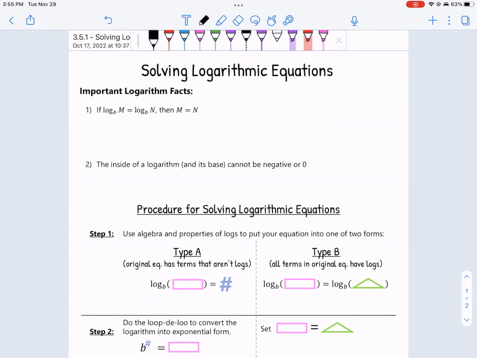To begin with, a logarithmic equation is, you guessed it, an equation that contains at least one logarithm. That's what makes it a logarithmic equation. So we're talking about solving equations that involve logarithms. There are a few important logarithmic facts that you need to know before we can move forward.